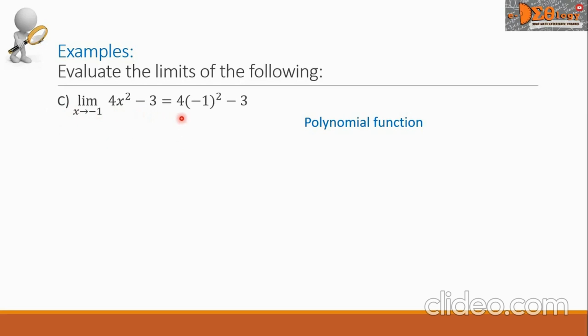So we have 4 times -1 squared minus 3. The square of -1 is simply +1. So 1 times 4 minus 3. The product 4 times 1 is simply 4 minus 3, and we have 1 as the final answer.